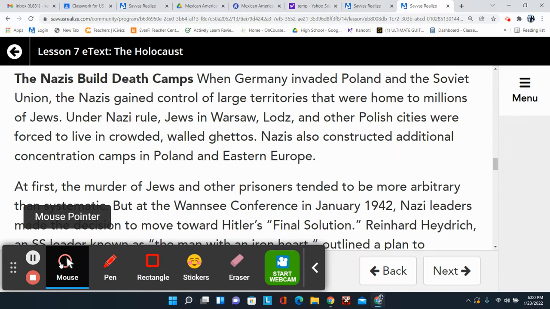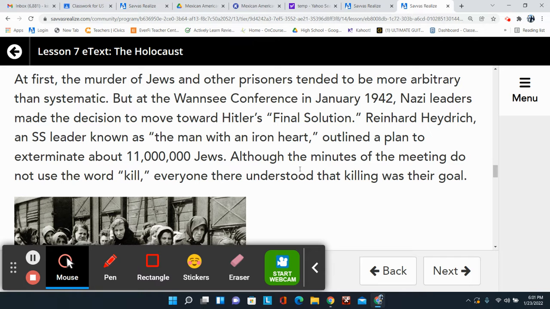The Nazis built up death camps. When Germany invaded Poland and the Soviet Union, the Nazis gained control of large territories that were home to millions of Jews. Under Nazi rule, Jews in Warsaw, Lodz, and other Polish cities were forced to live in crowded, walled ghettos. Nazis also constructed additional concentration camps in Poland and Eastern Europe. At first, the murder of Jews and other prisoners tended to be more arbitrary than systematic.